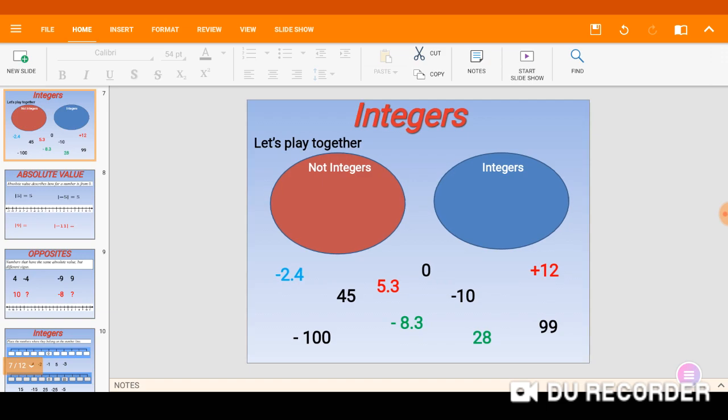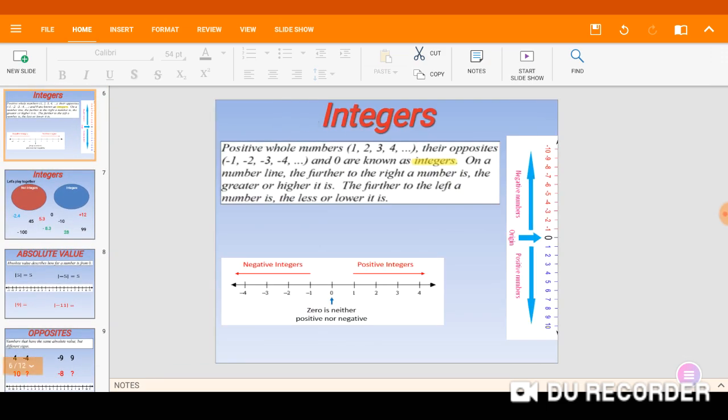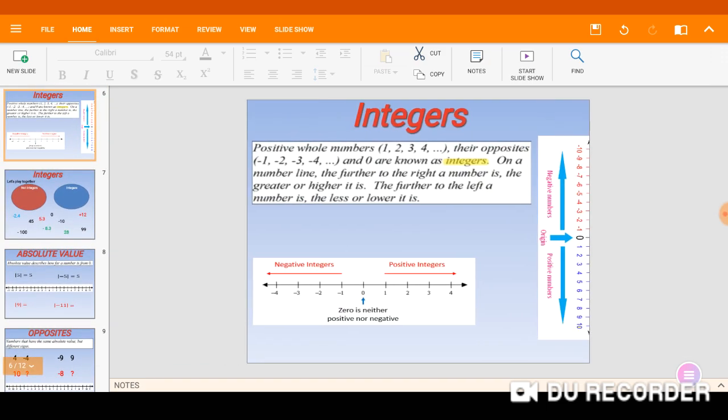Let's work an example together about how to know which are integers and which are not. From the definition of integers we have taken before, remember it: positive whole numbers. These are whole numbers. They do not contain any decimal or any fraction, okay? So there is no decimal number in the integers. Integers only have whole numbers, okay?